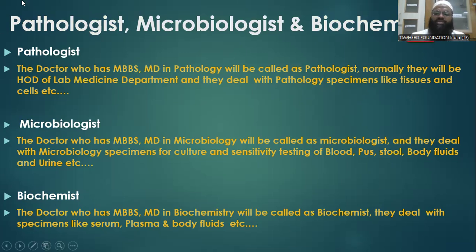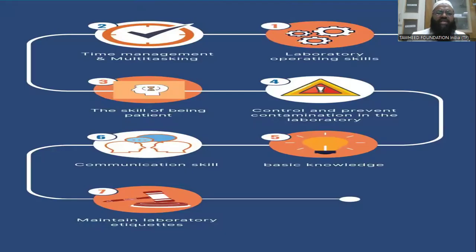So coming to the biochemist, what is his role? Mainly he has an MBBS and MD in biochemistry, and he will be called a biochemist, a clinical biochemist. They deal with specimens like serum, plasma, and body fluids, etc. So these are the activities which are conducted.